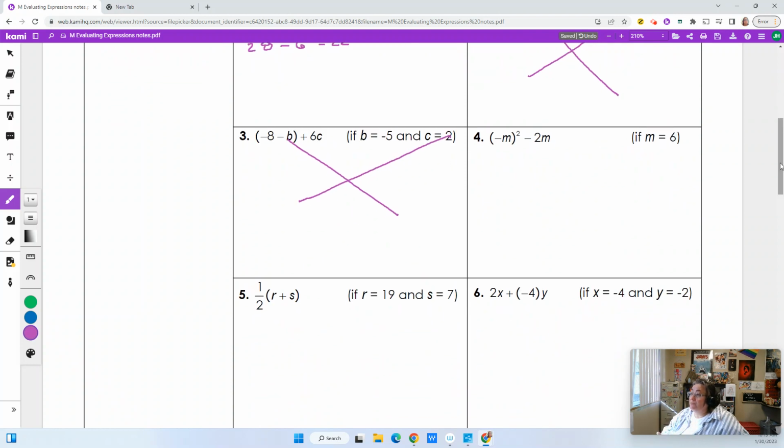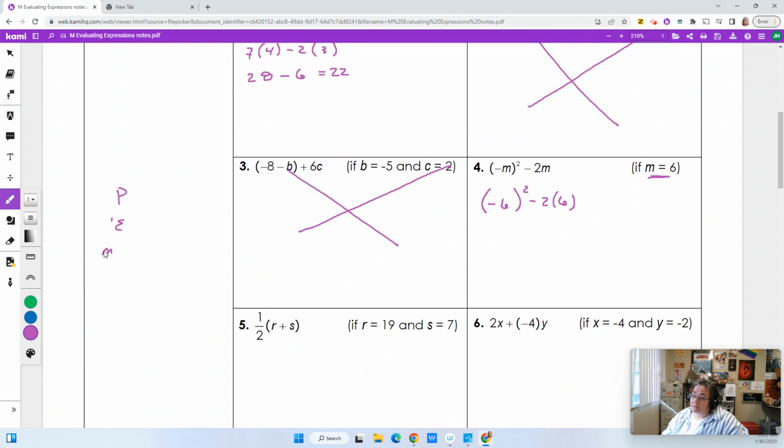This one, we've got an exponent in, and we have a negative, and it's in parentheses, and we have a 2m. And in this case, all of our m's are equal to 6. So I'm going to do this as negative 6 squared minus 2 times 6. And we're going to deal with our exponent first because if you remember that PEMDAS.